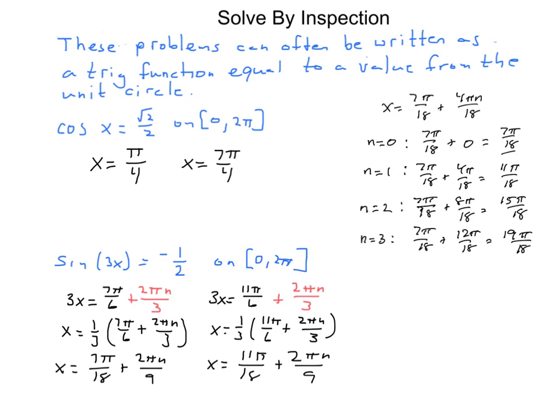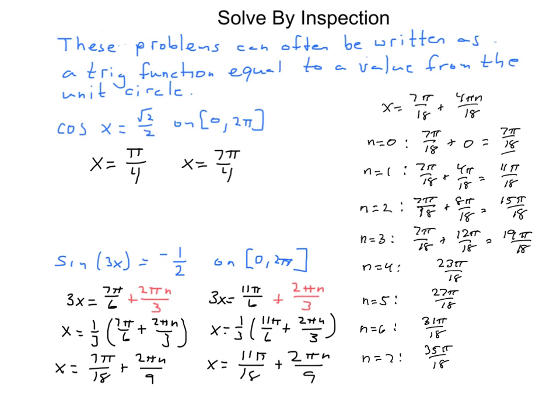So I know that when I put n equals 4, I'm just going to increase that numerator by 4. So I'm going to get 23 pi over 18. When n equals 5, I'll go through and get 27 pi over 18. When n equals 6, I'm going to get 31 pi over 18. And when n equals 7, I'm going to get 35 pi over 18.